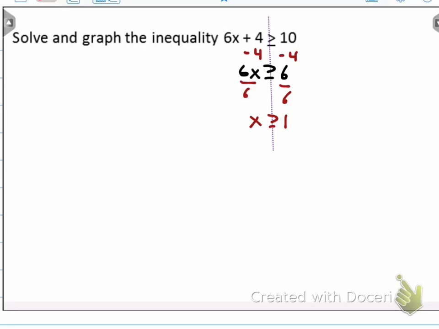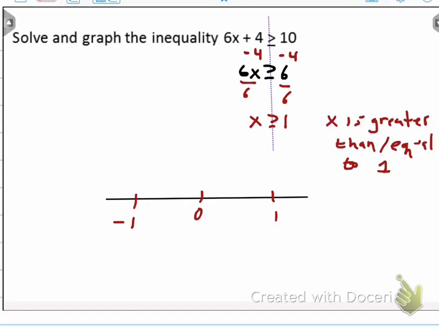Now, for the graph. Draw your number line, and then 0, 1, negative 1. So if you write this out, this is x. x is greater than or equal to 1. All the numbers bigger than 1. There it is. Closed circle because it's greater than or equal to.